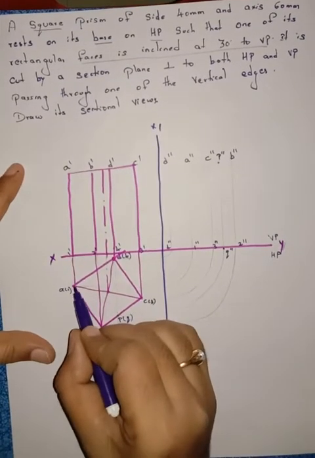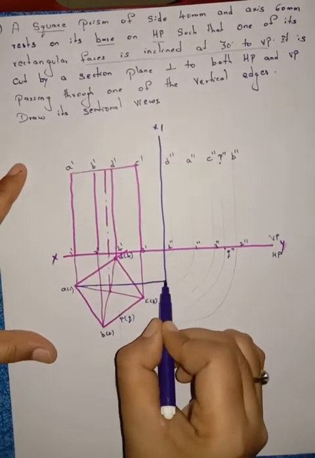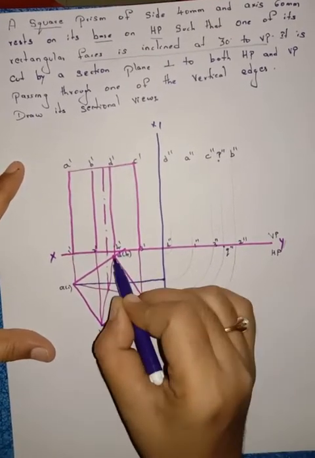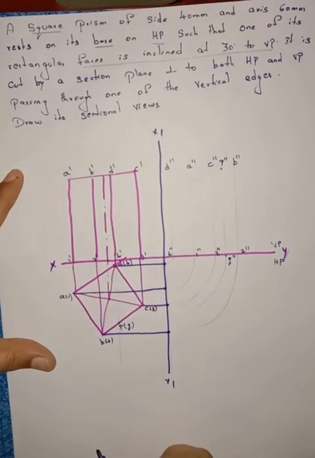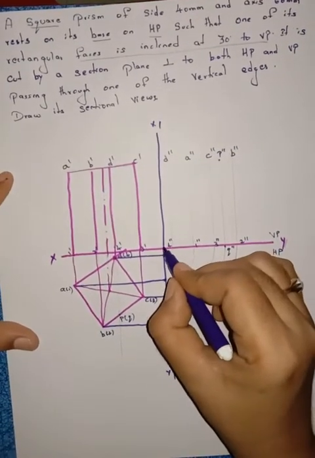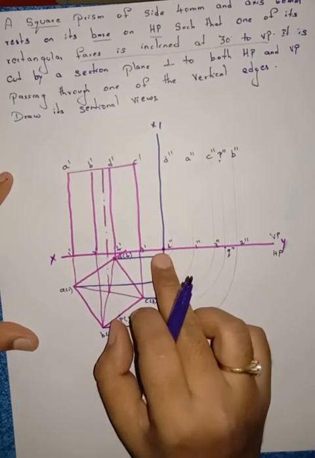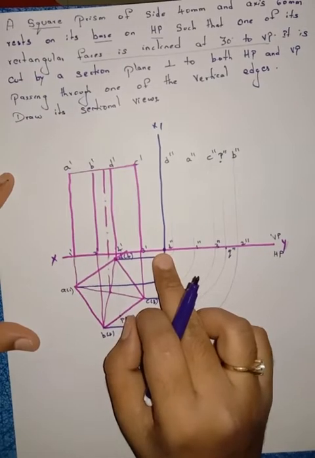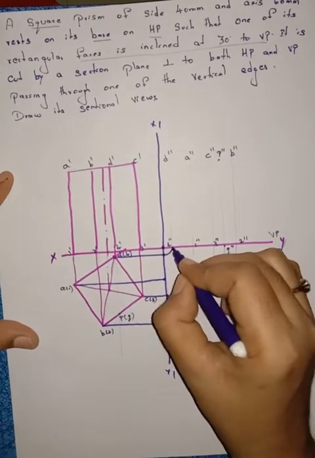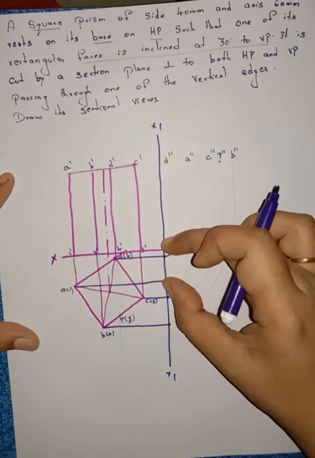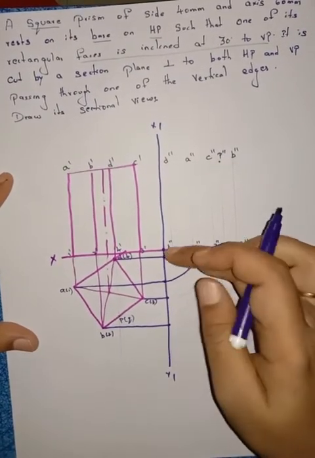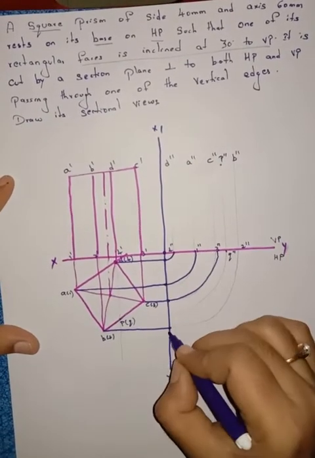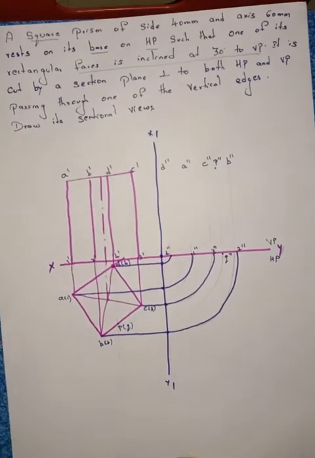Now see, from A, draw a straight line till this line. From B, draw a straight line till this line. From C, draw a straight line till this line. From D, draw a straight line till this line. After that, keep your compass at the intersection of XY and X1Y1, the coincident point. Take this distance, draw an arc. From here again take this distance, draw an arc. Again from here take this distance, draw an arc. Again from here take this distance, draw an arc.